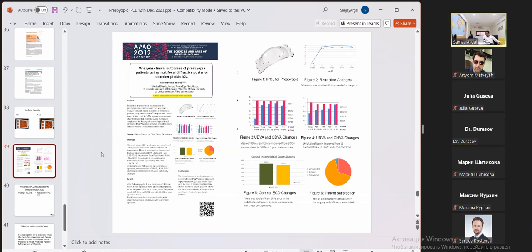And he also concluded presbyopic IPCL is the better option for presbyopic patients.